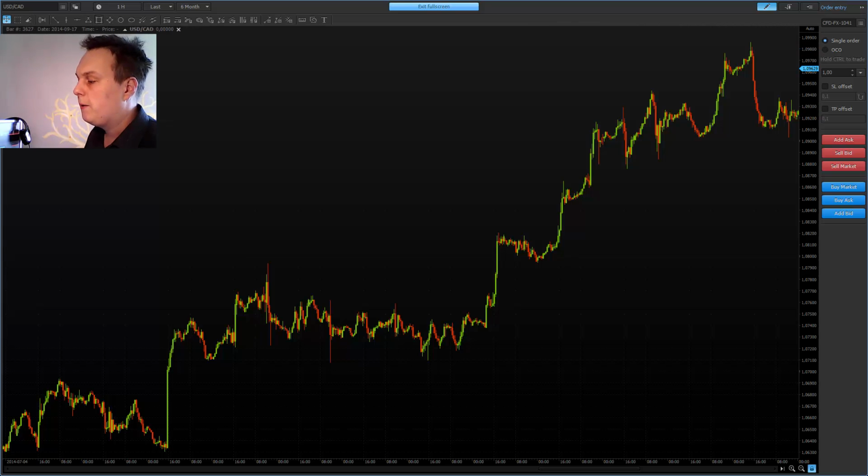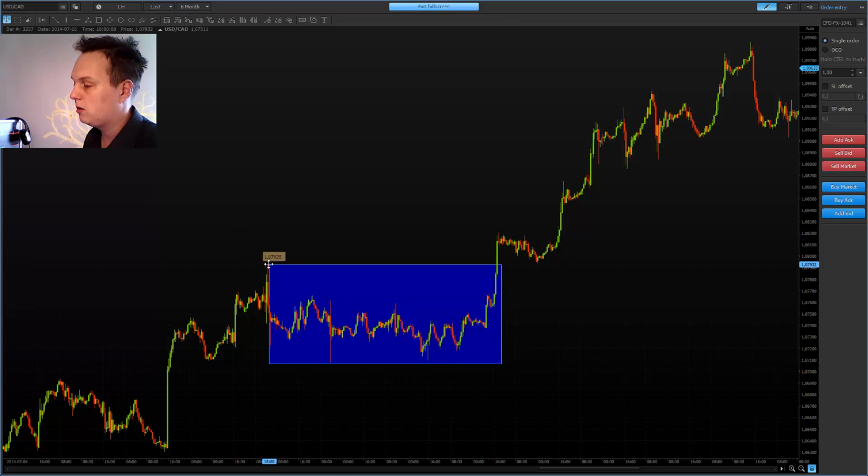So let's begin. The most basic theory about drawing supply and demand zones says that we need to find a pack of candles, like a consolidation or sideways move. Then we need to mark it with a square, let's say.